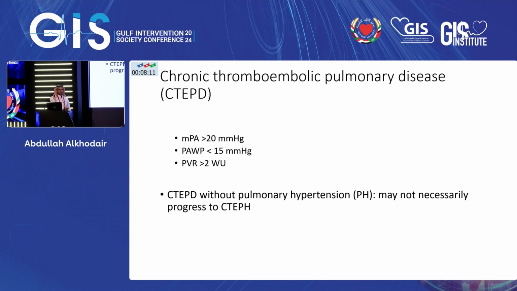The newer hemodynamic definition of pulmonary hypertension is a mean PA of more than 20. It used to be 25, not anymore. Wedge has to be less than 15, and a PVR is more than 2, not 3 like it was in the past. There is another entity called chronic thromboembolic pulmonary disease without pulmonary hypertension. Those are the patients that have perfusion defects, but they do not meet the hemodynamic definition of pulmonary hypertension. And it is not very clear how we deal with those patients.